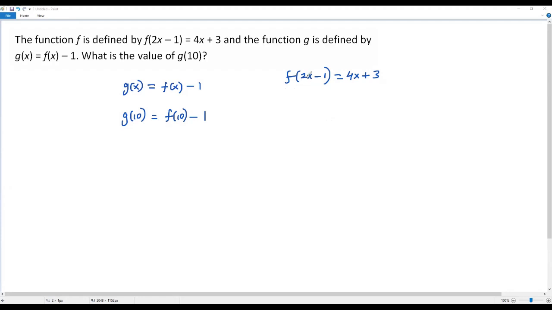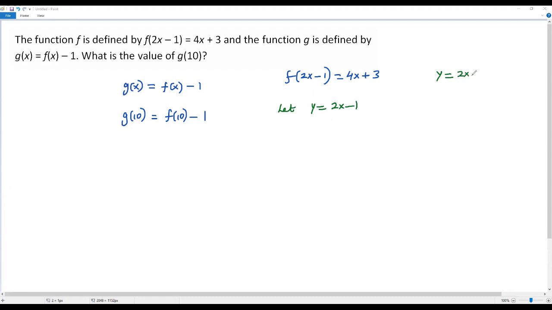How do we get the function f in regular form? Let's substitute a new variable for this expression 2x minus 1. That is, let y equal 2x minus 1. Now we have to get this complete function f in terms of the new variable y. We have to solve for x in terms of y in this equation. Let me do this separately.